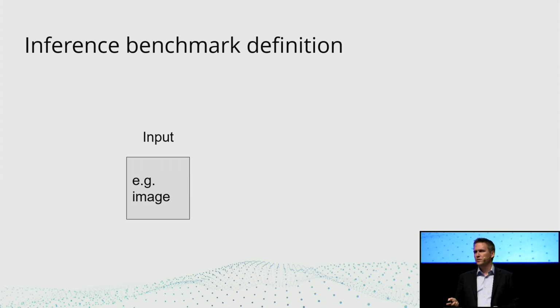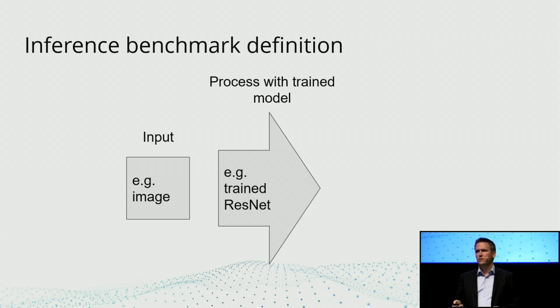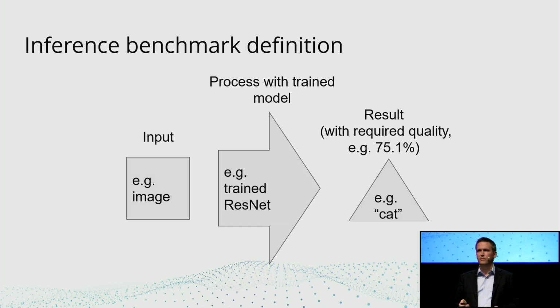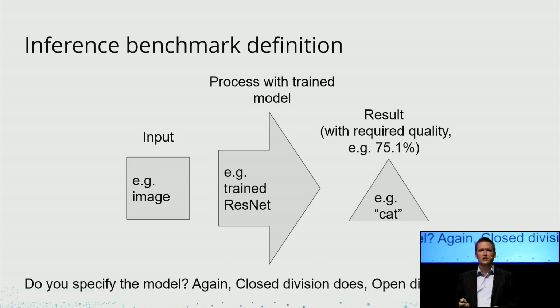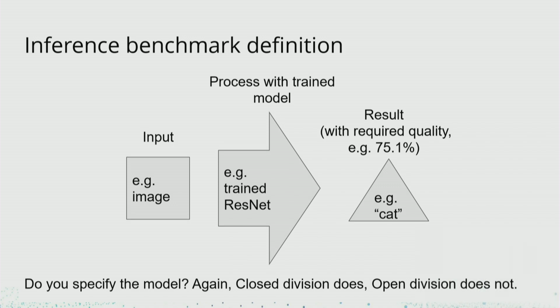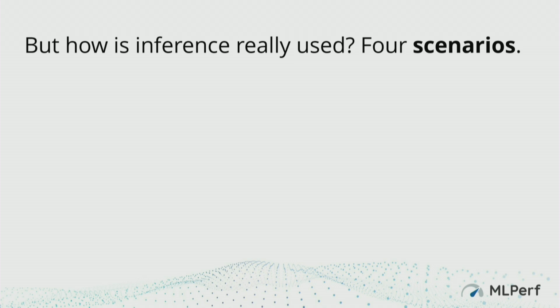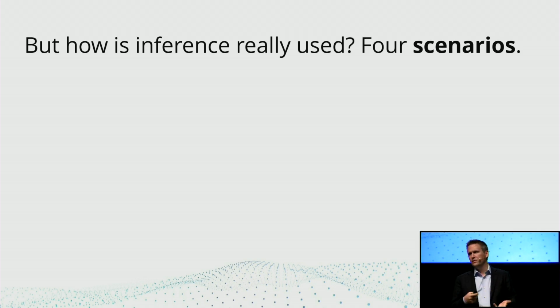So to define an inference benchmark, we start with some inputs. We run them through a trained model. We produce some outputs. We have the same question. Do you specify the model or not? We give the same answer. We've got 2 divisions, one where we do, one where we don't. But this is too simple for inference.